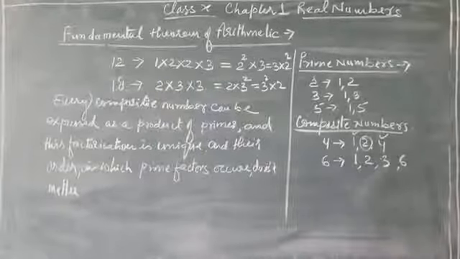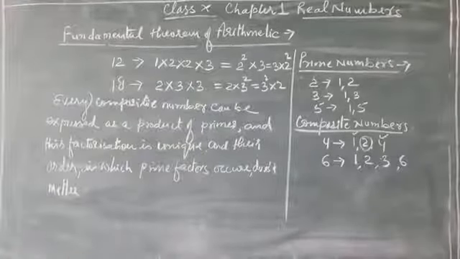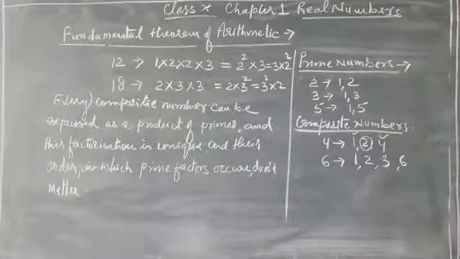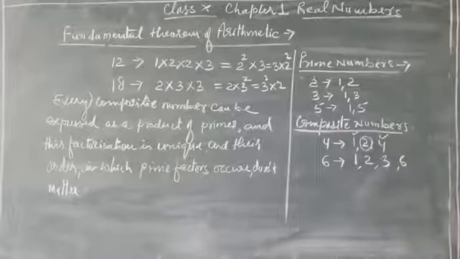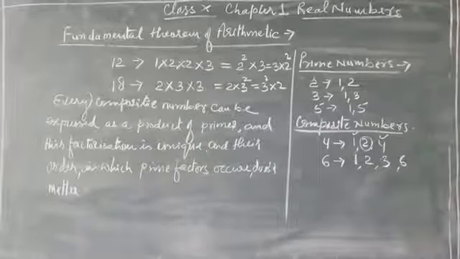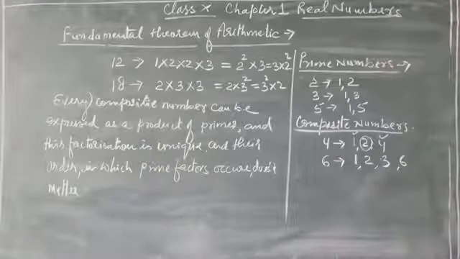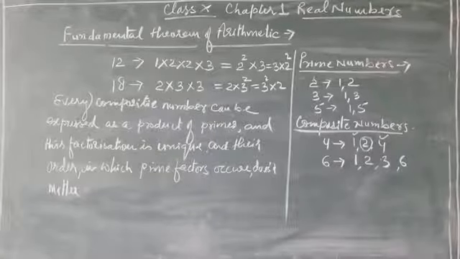It means the prime factorization of a natural number is unique except for the order of its factors. So this is the fundamental theorem, and we can express every composite number as a product of prime numbers.